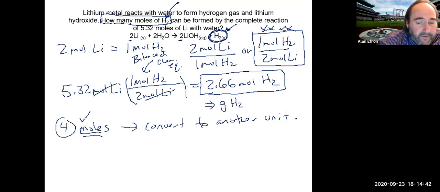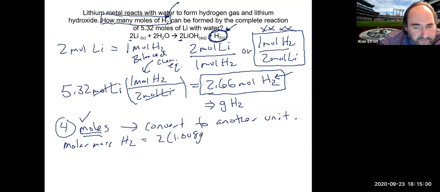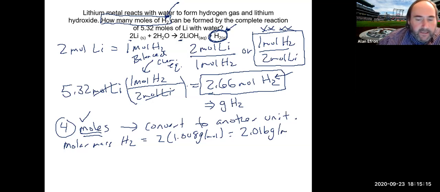But we have to remember that we have now converted to H2, not lithium. So what we need to find is the molar mass here of H2, which again we would get from the periodic table, 2 times 1.008 grams per mole would give us our molar mass for H2. So that's like 2.016, I believe. 2.016 grams per mole.